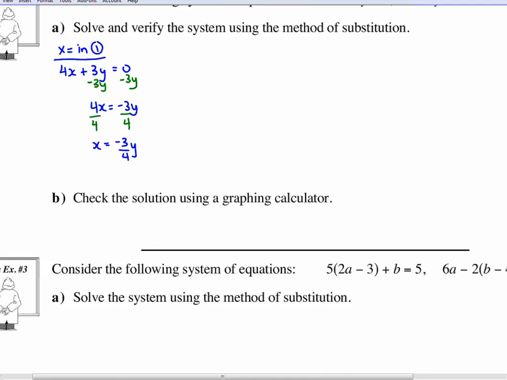Okay, so we rearranged one. So that means we're subbing one into the other. You could also call one chocolate and one caramel, and then sub the caramel into the chocolate.